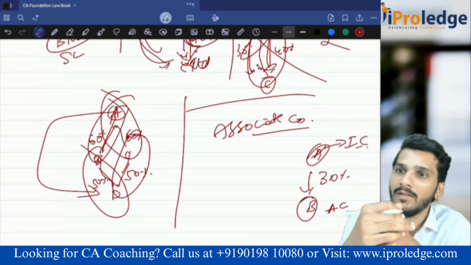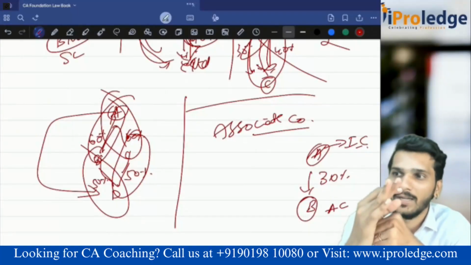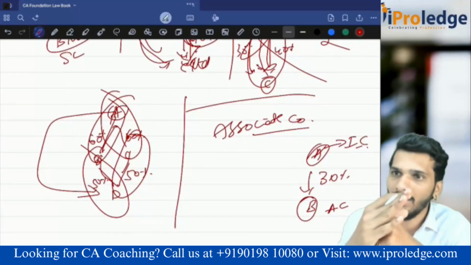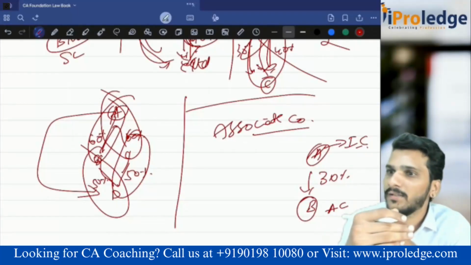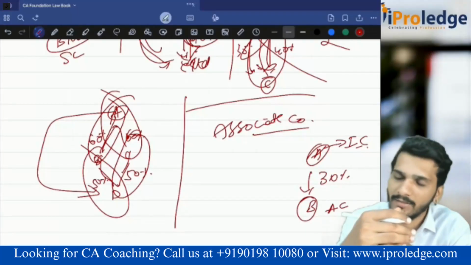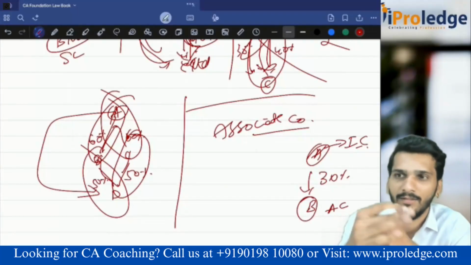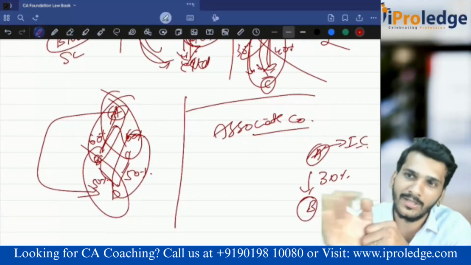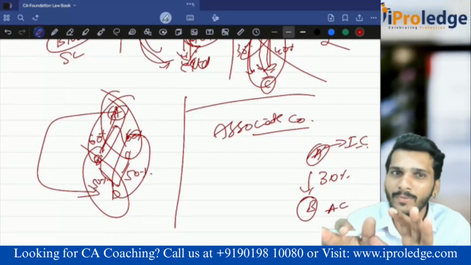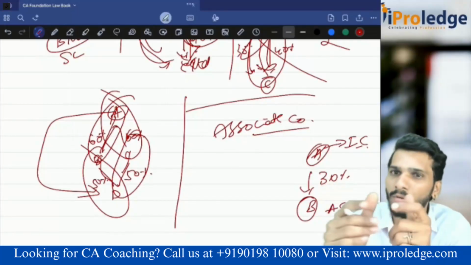51, subsidiary. The moment it crosses 50, it is a subsidiary. 25, 20, associate. 15, no, not associate. No relationship at all. That is just a company where we invested some shares. No type of relationship.